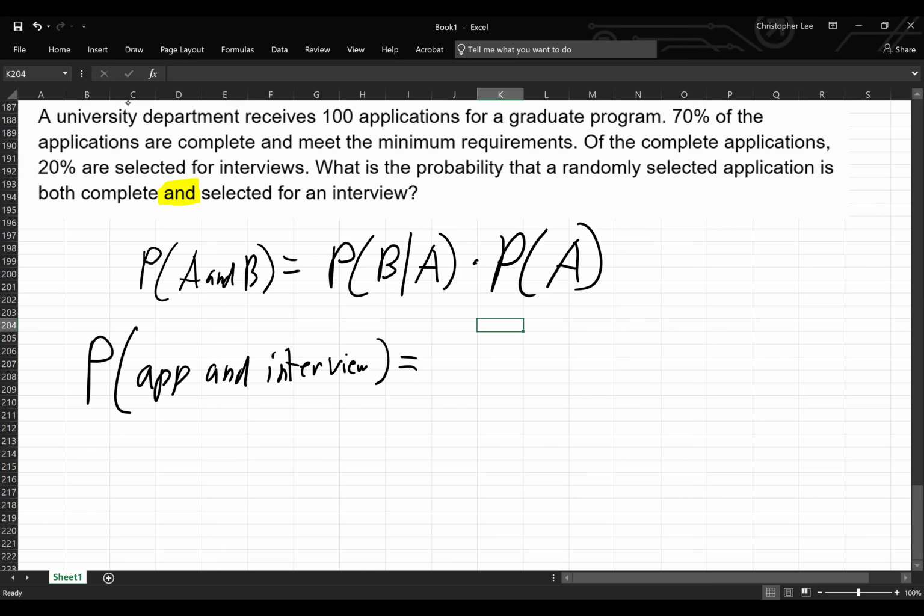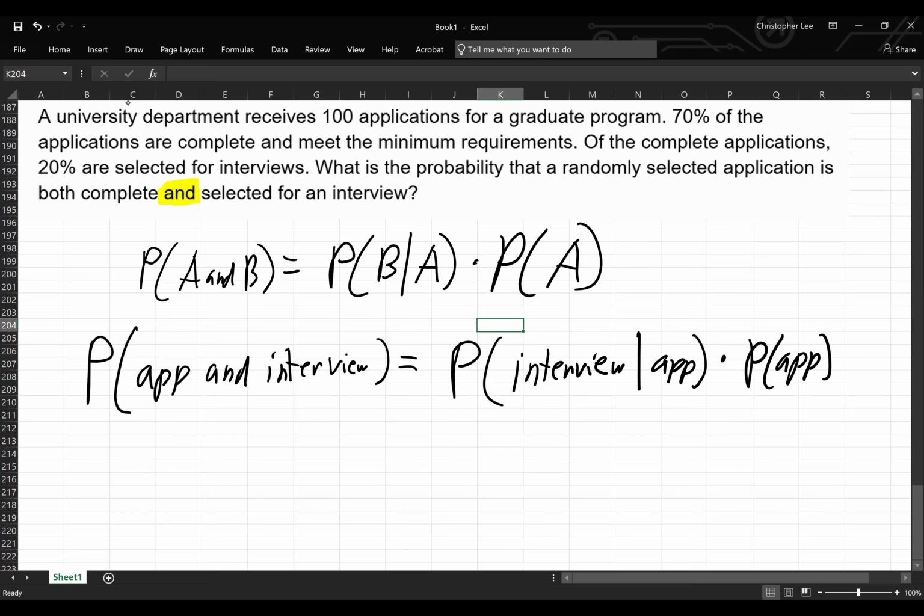As long as you got the right answer, I'm happy. So technically, this is the probability of my given statement says this is going to be interview given app, times what? Very good. And just plug in the numbers. So 20% times 70%, and we're done.